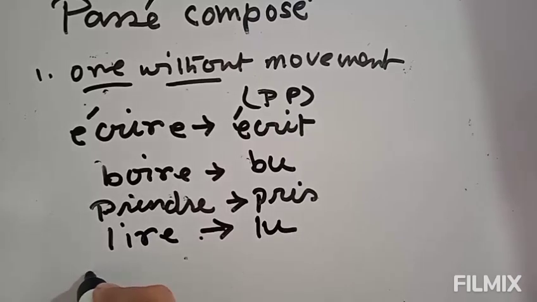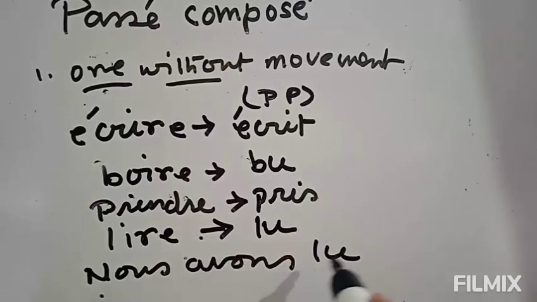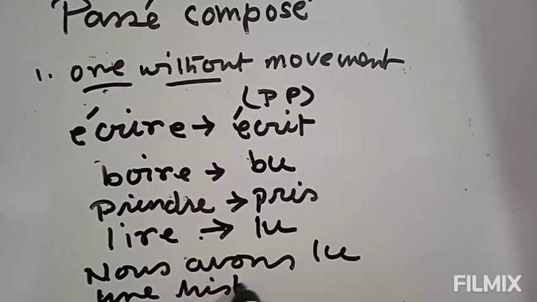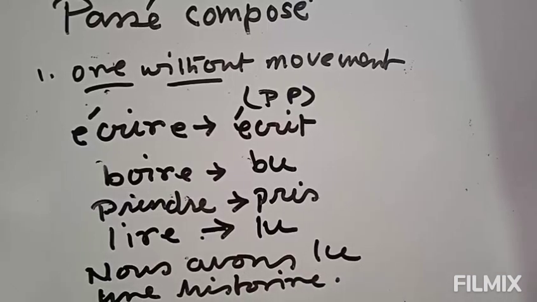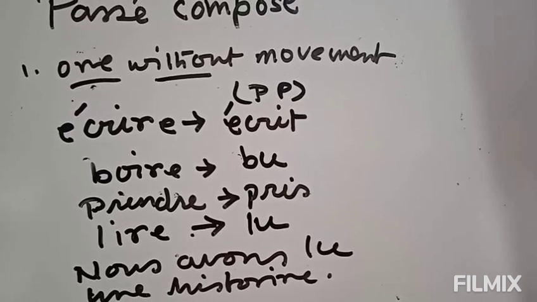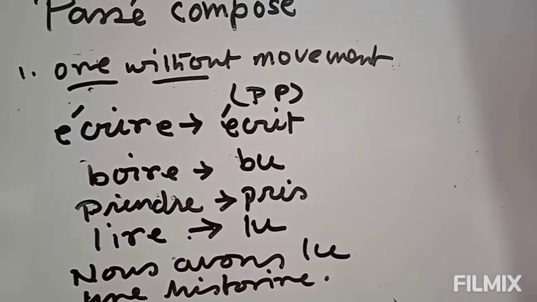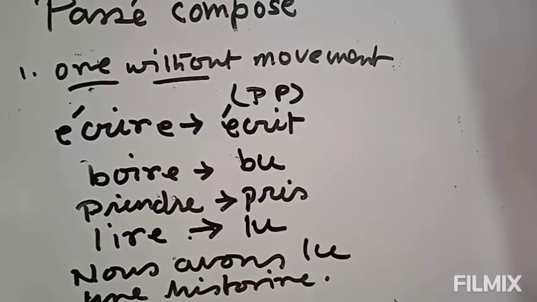That means if I say, nous avons lu une histoire, that means we have read, or we read a story. Okay, nous avons lu. This is the past tense. Lire verb. Okay, now I am not going into details.